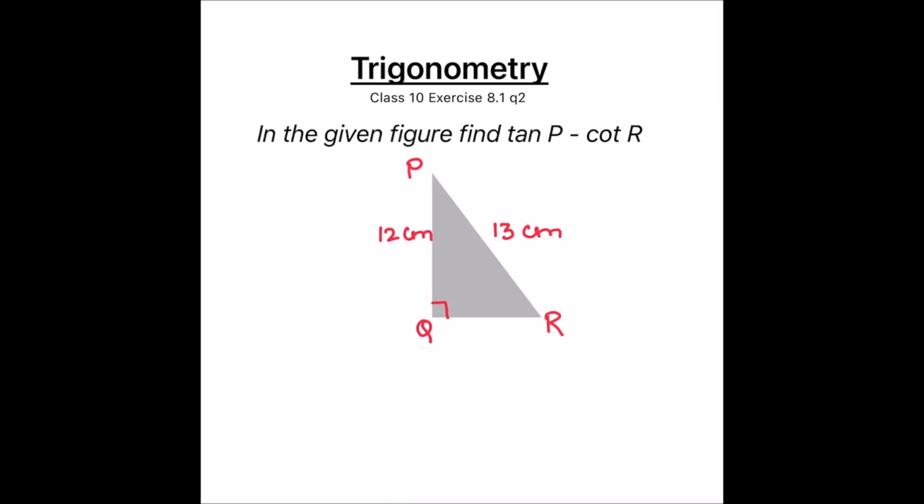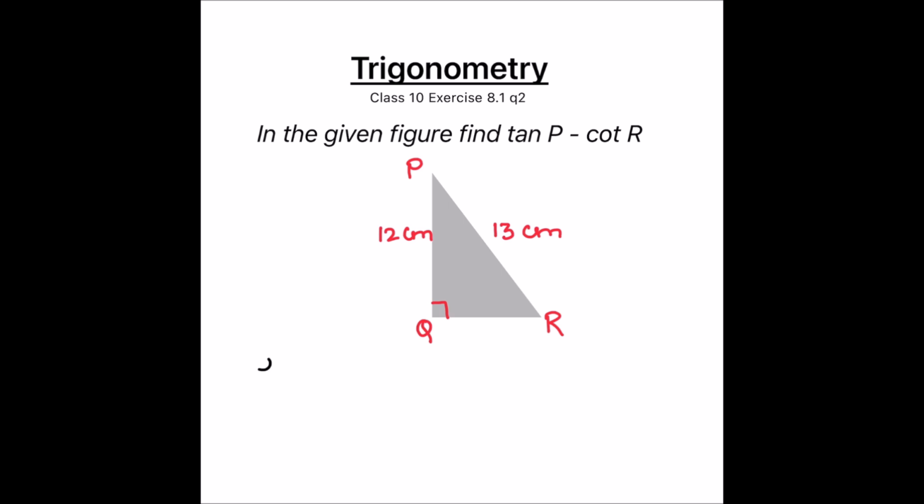Hello students, in this video we are going to do this question which is from trigonometry. It is also from class 10 book exercise 8.1 question 2, and the question says in the given figure find TanP minus Cot R, and the figure is given as a right angle triangle with PQR angles where Q is the right angle. Height and hypotenuse is given to us. So let us solve this question and find TanP minus Cot R.